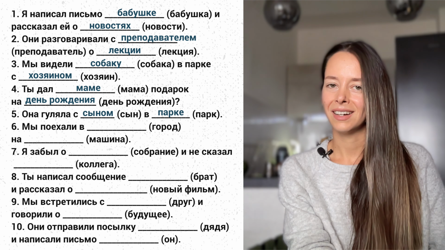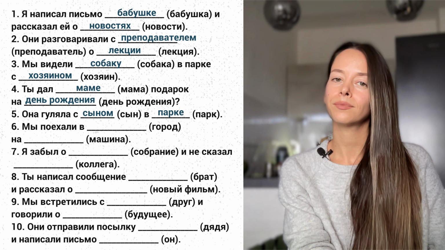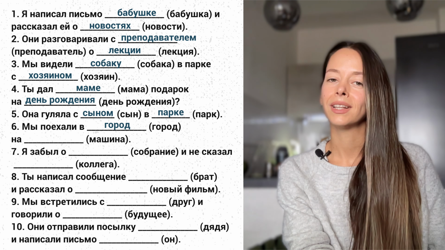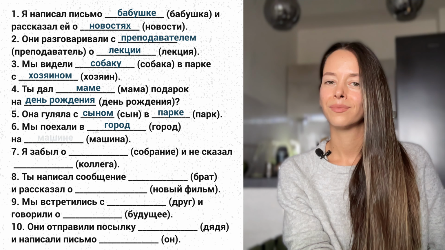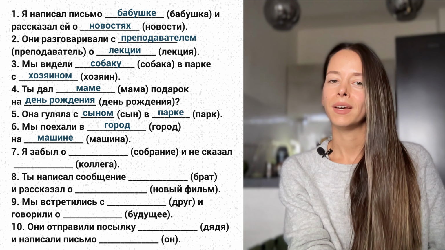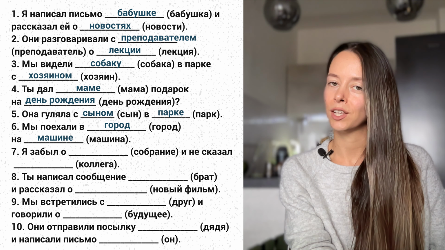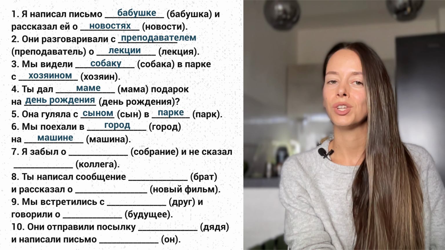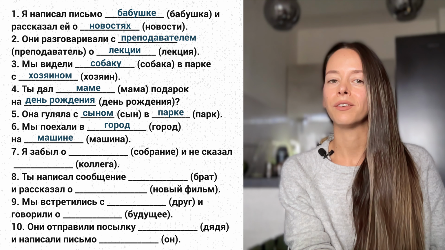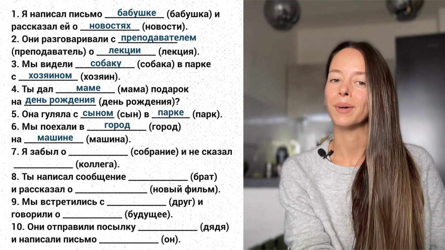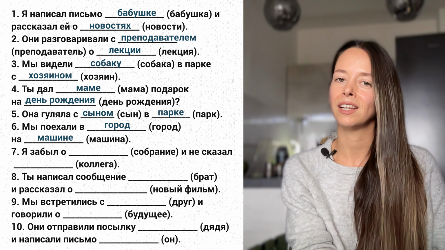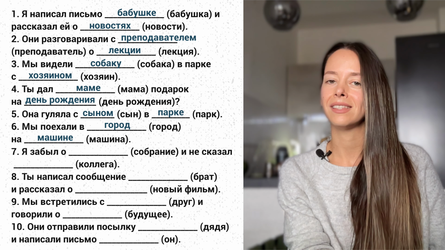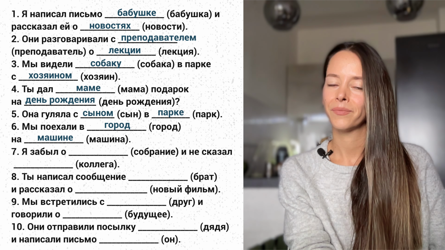Мы поехали в город на машине. Pay attention here. Город is in the accusative case, not in the prepositional. We use it after the preposition в, but together with a verb of motion. Поехали куда? Мы поехали в город. На чем? На машине. Машина is in the prepositional case.